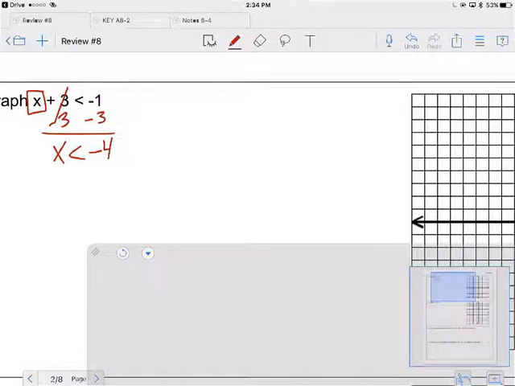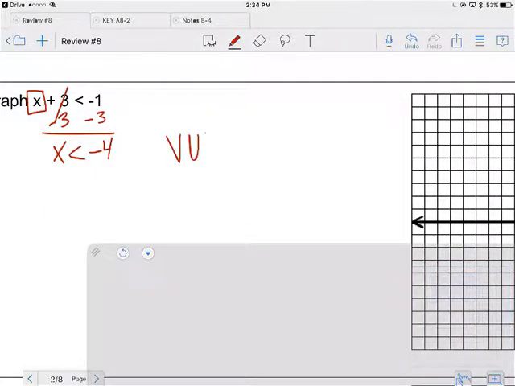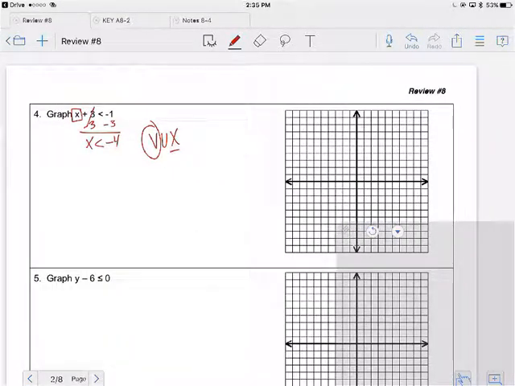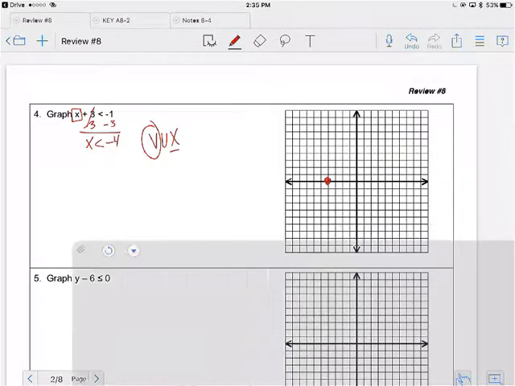To graph, this is going to be a VUX. It's a very special case because it only has one letter. It has the letter X, that's how I know to use VUX. The V in VUX tells me it is a vertical line. So I go to where X is negative 4. This one is going to be dashed because there's no line under the inequality. So a dashed vertical line.